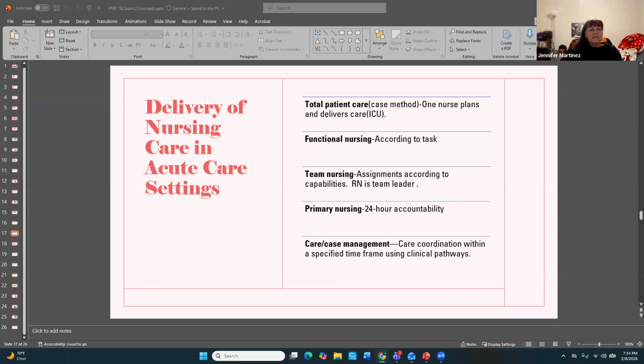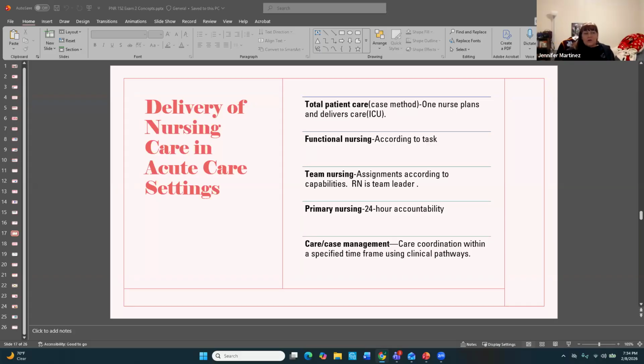So, delivery of nursing care in acute care settings. We have total patient care, which is where one nurse plans and delivers care. So think of your ICU. ICUs may not have UAPs, so that nurse is going to be responsible for all of the care for that client: turning and repositioning, feeding, bathing, providing medications, all the care.